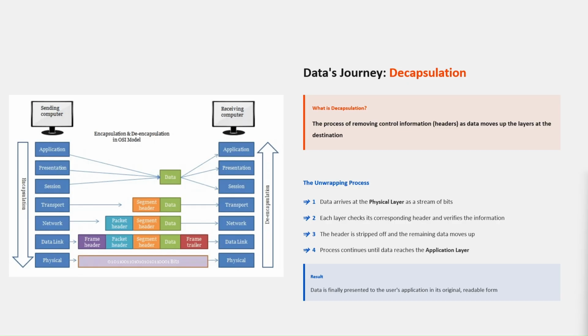For example, the network layer checks the IP address to ensure the packet is for this device, and then it removes the IP header and passes the segment up to the transport layer. This continues until the data reaches the application layer, where it is finally presented to the user's application in its original readable form. This elegant layered process is what makes reliable communication possible.